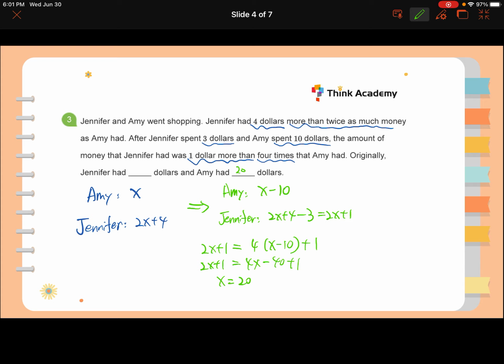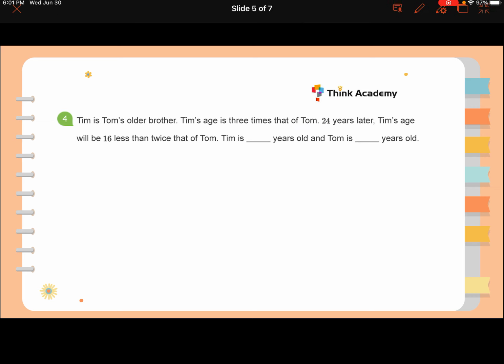Jennifer's money is $4 more than twice as much money as Amy had, and we actually have an expression to show this relationship. So we can just plug in the value for x, which is 20, into this expression. So Jennifer had 2 multiplied by 20 plus 4, which is 44. So Jennifer had $44. Okay, now let's move on to the next question.